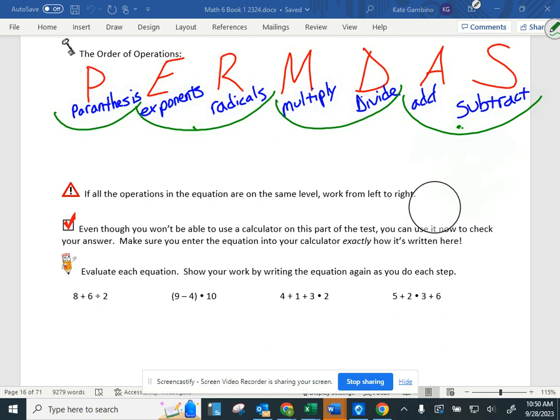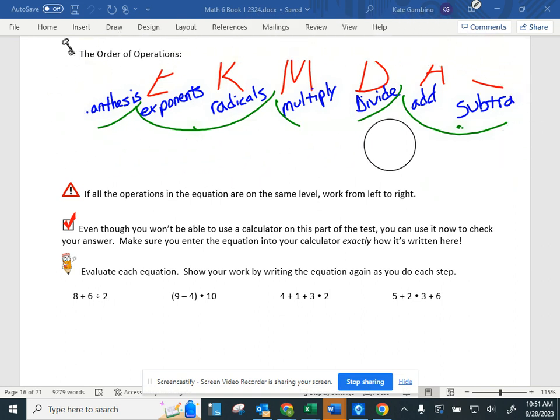Even though you won't be able to use a calculator on this part of the test, we're going to use it in our assignment to check your answer. So make sure you enter the equation into your calculator exactly how it's written. The first thing we're going to do is write with our pencil and show our work. Then we're going to check it with our calculator. So let's look down to see what that's going to look like.